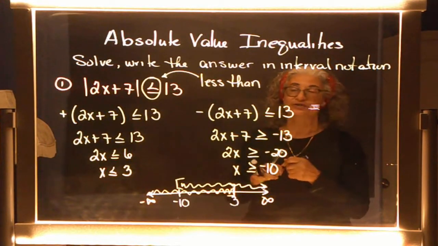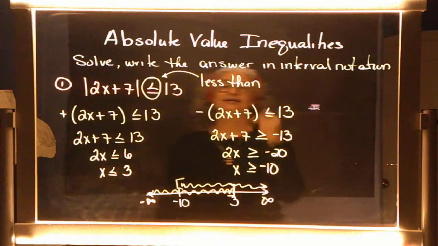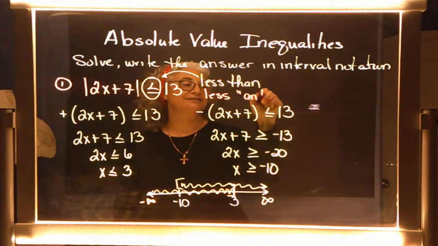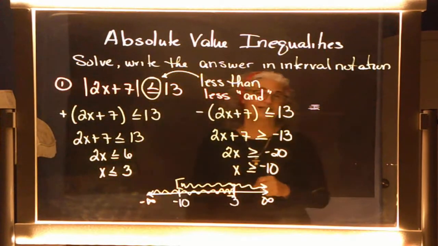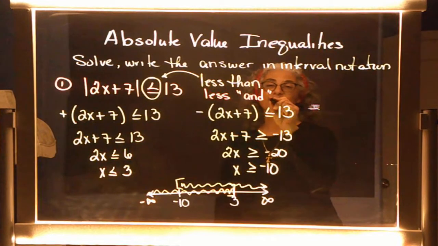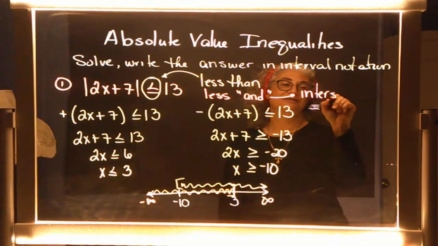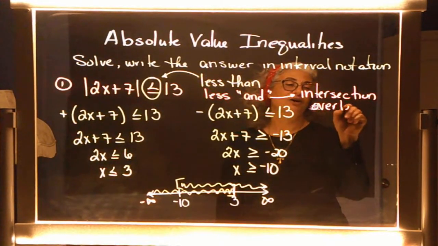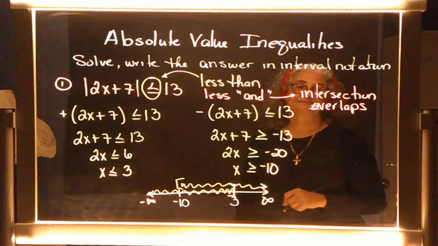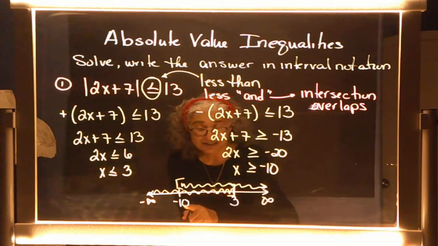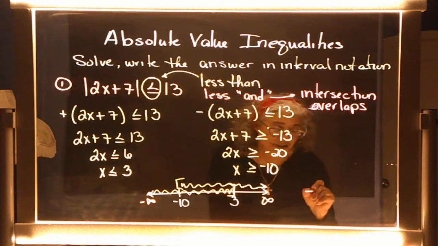I am going to rephrase it as less and. Do you remember what the word and means? Yeah, that word and means intersection, which means I'm looking for where the shading overlaps. Where does my shading overlap? It starts at the -10 and ends at the 3.